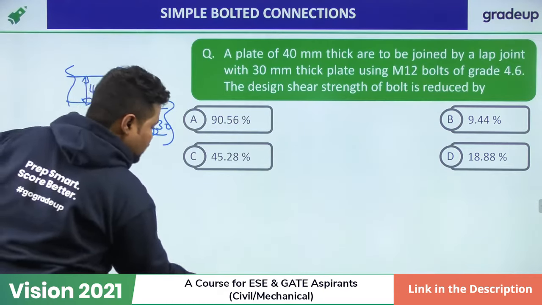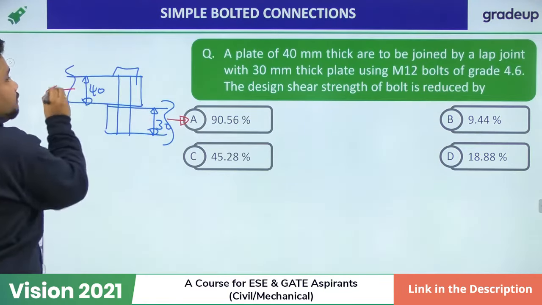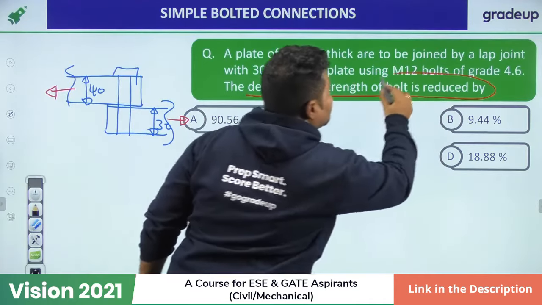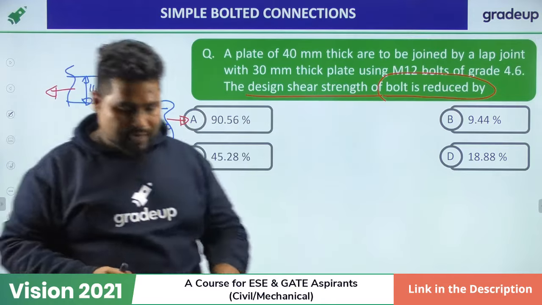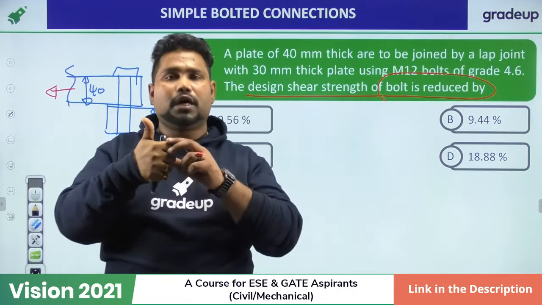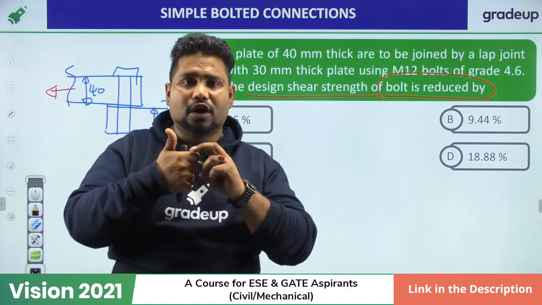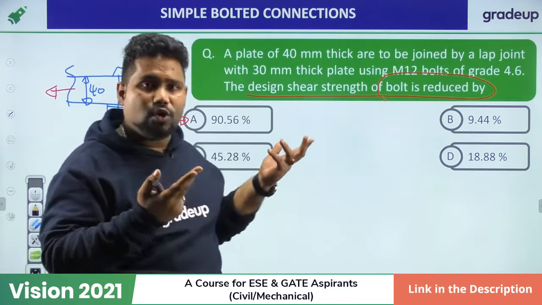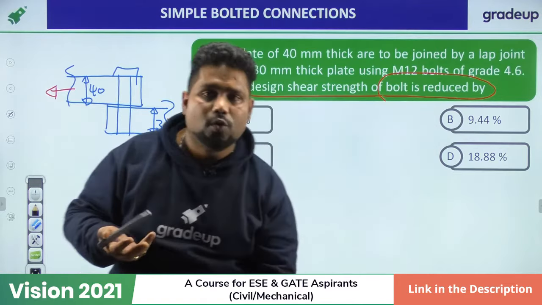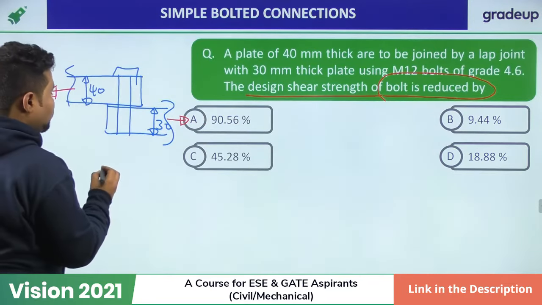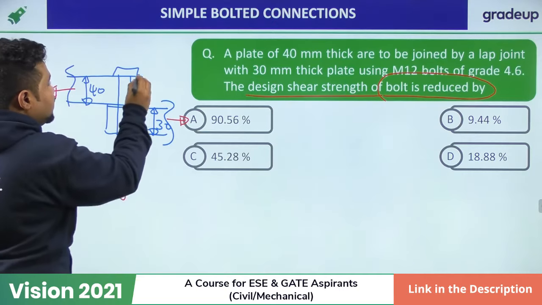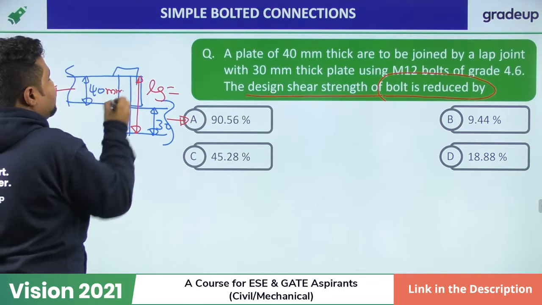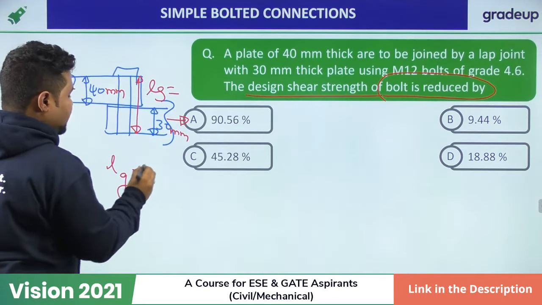If they are applying some load in this way, the design shear strength of the bolt should be reduced. The reduction in shear strength of the bolt exists whenever a packing plate exists, whenever a long joint is possible, whenever a long grip is possible. There is no long joint, no packing plate, only maybe a long grip. So what is the grip length here? This is the grip length. Grip length in our problem is 40 millimeter plus 30 millimeter, which is 70 millimeter.